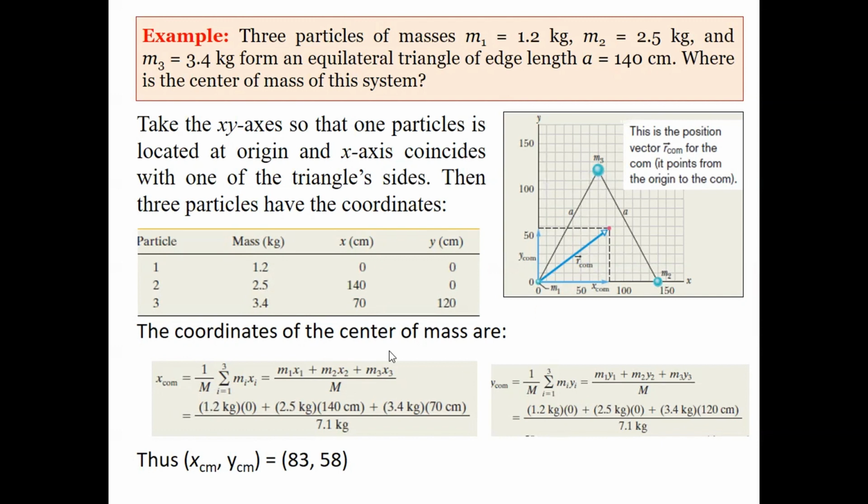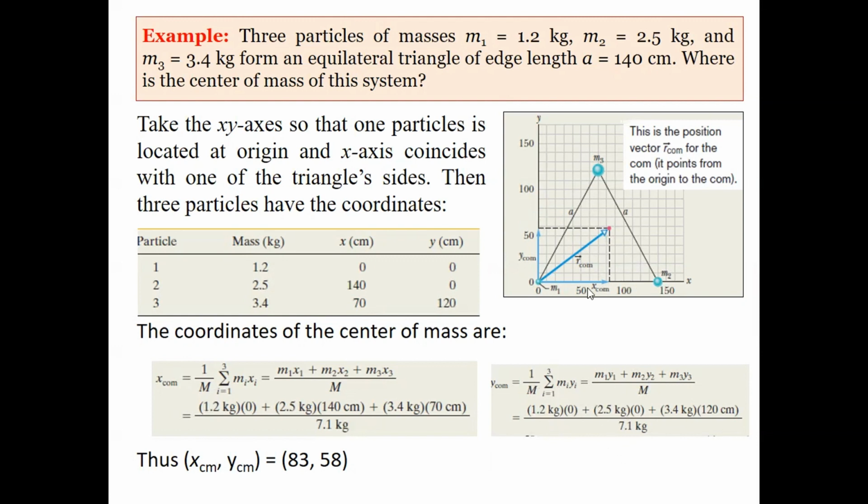Then using this, we find out the coordinates of the center of mass. The coordinates are the x coordinate and the y coordinate, and for that we use 1 divided by M, the sum of the masses multiplied by the x positions. So m1 x1 plus m2 x2 plus m3 x3 divided by M, and we plug in the values and find the simplified answer as 83. Similarly, for the y coordinate, m1 y1 plus m2 y2 plus m3 y3 divided by the total mass, and we plug in the values and get 58. And that's how the answer comes.